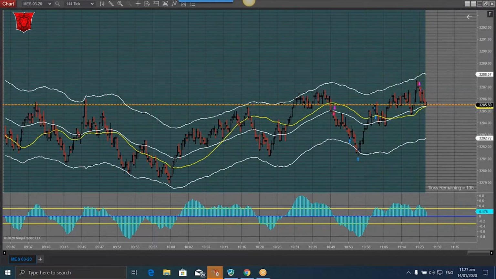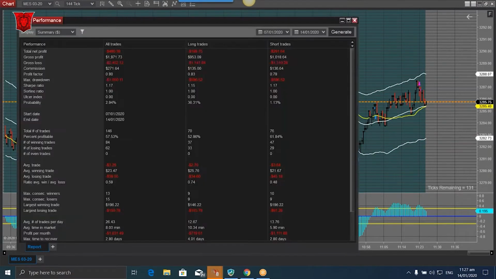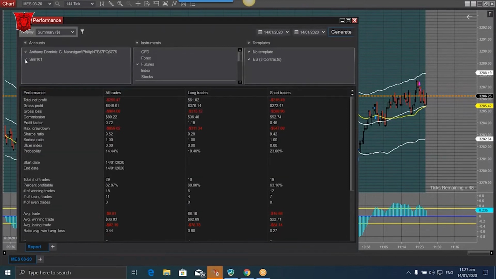Let me get my trade performance here. Hold on. So I'm looking at this, just to explain everything here. Okay, so here it is. And when your computer goes down, when it basically goes down, here.